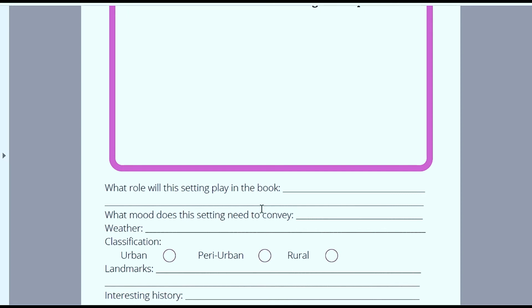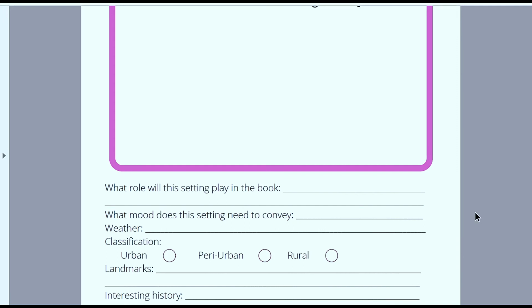So what role will this setting play in the book? Which scenes or pivotal moments will be playing off in this setting? What mood does this setting need to convey? Is it a grimy, melancholy, sad setting, or is it bright and sunny and happy? What is the weather like? And then also classification, is it urban, peri-urban or rural?